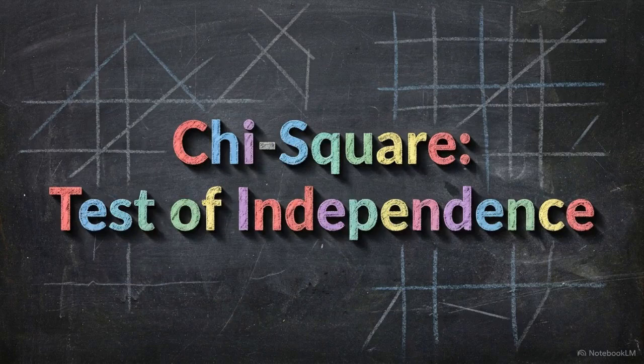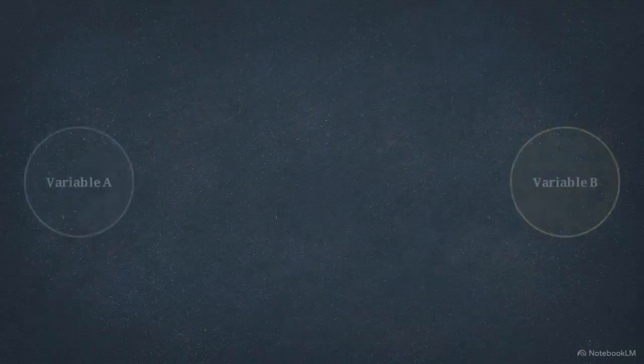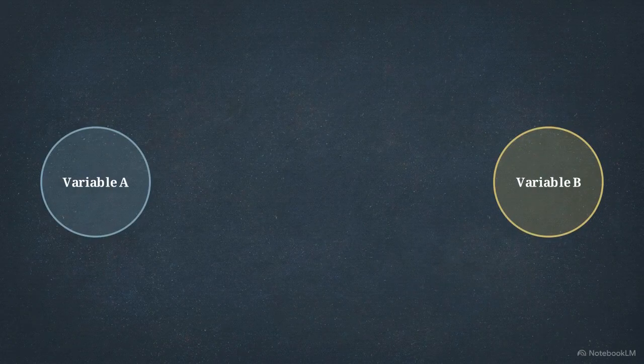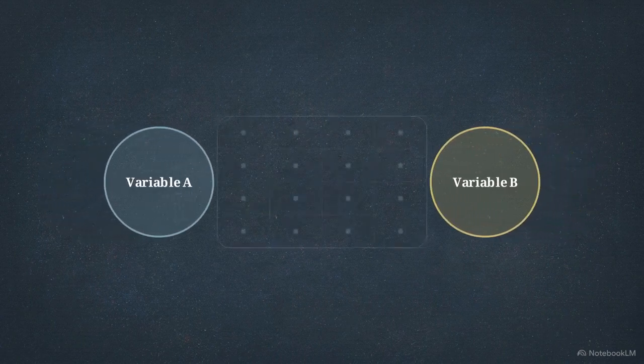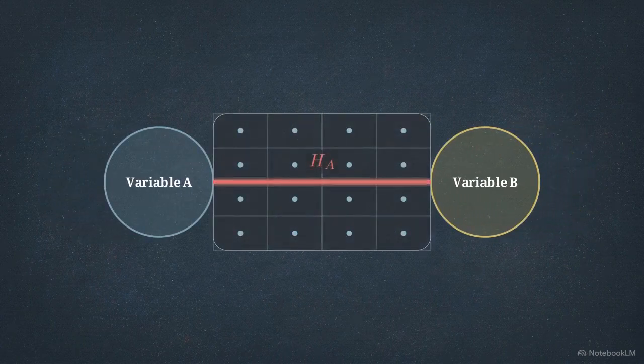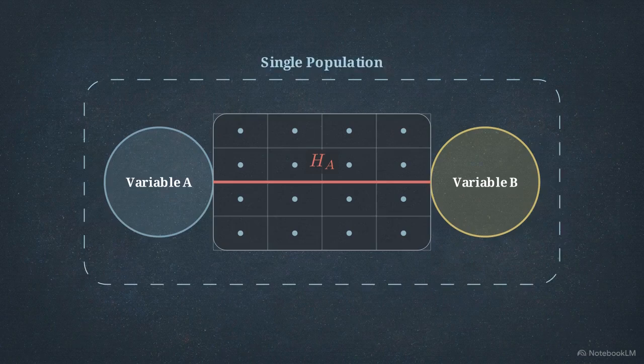The second chi-square pathway is the test of independence. Instead of comparing one variable to a theory, this test evaluates whether two entirely distinct categorical variables are statistically associated within a single population.